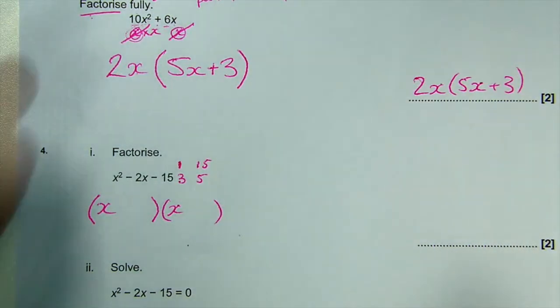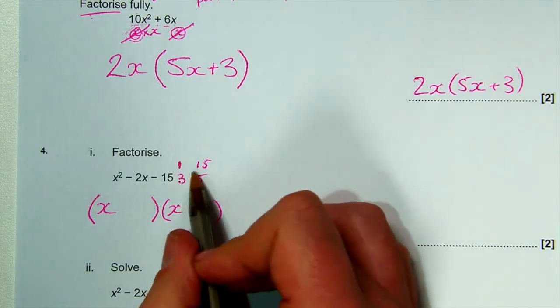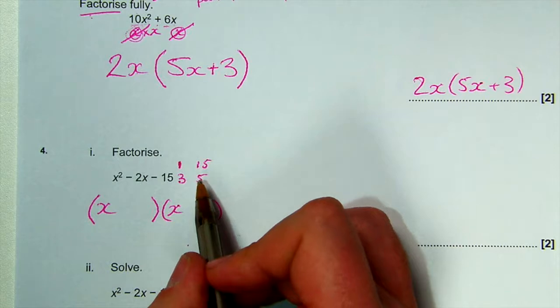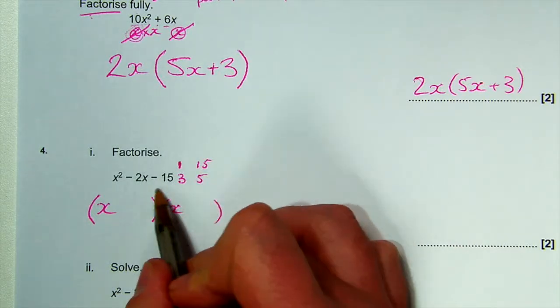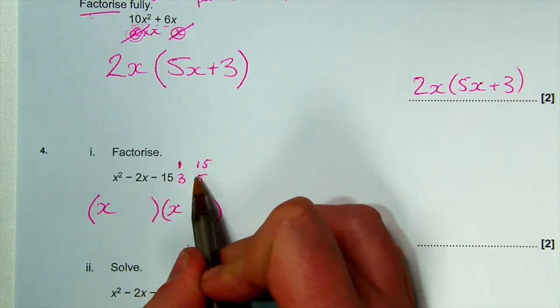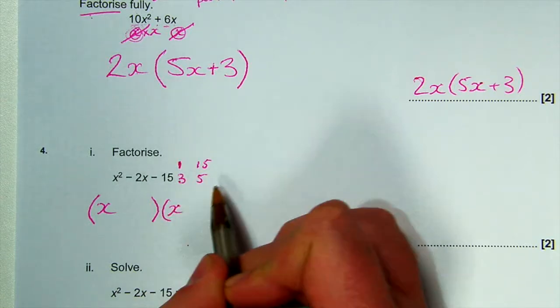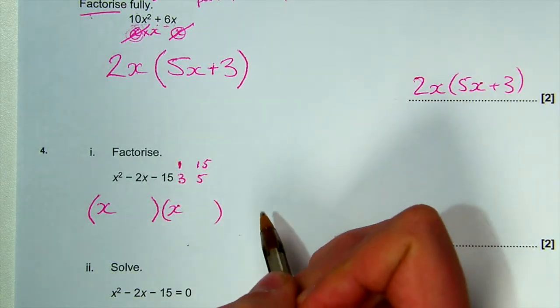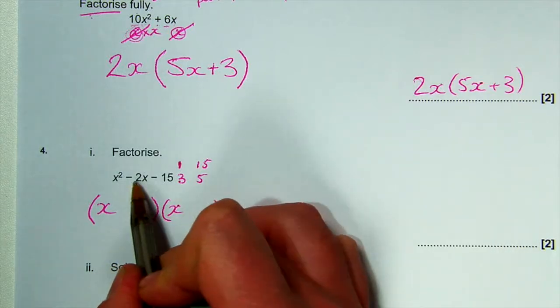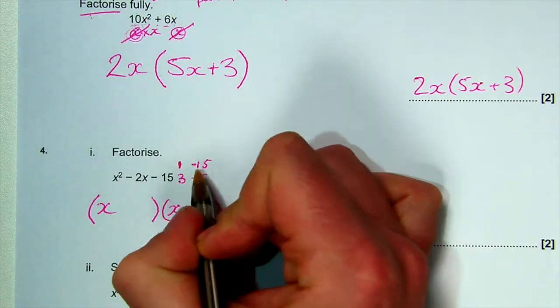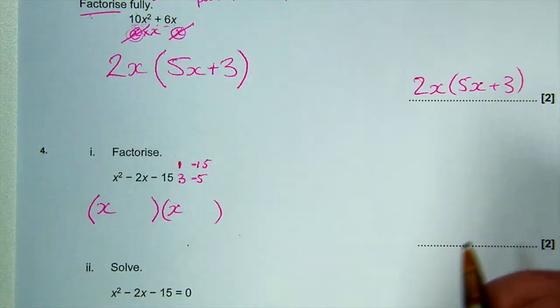Now those of you that have done this before might say, well, we need to see which ones add up to make 2, but neither of these add up to make 2 because we've missed a very important point. This is minus 15. So to get 1 times 15 or 3 times 5 to give me minus 15, one of those has to be negative. And because we've got a negative here, that leads us to the clue that it's going to be the larger number that's negative, either negative 15 or negative 5.